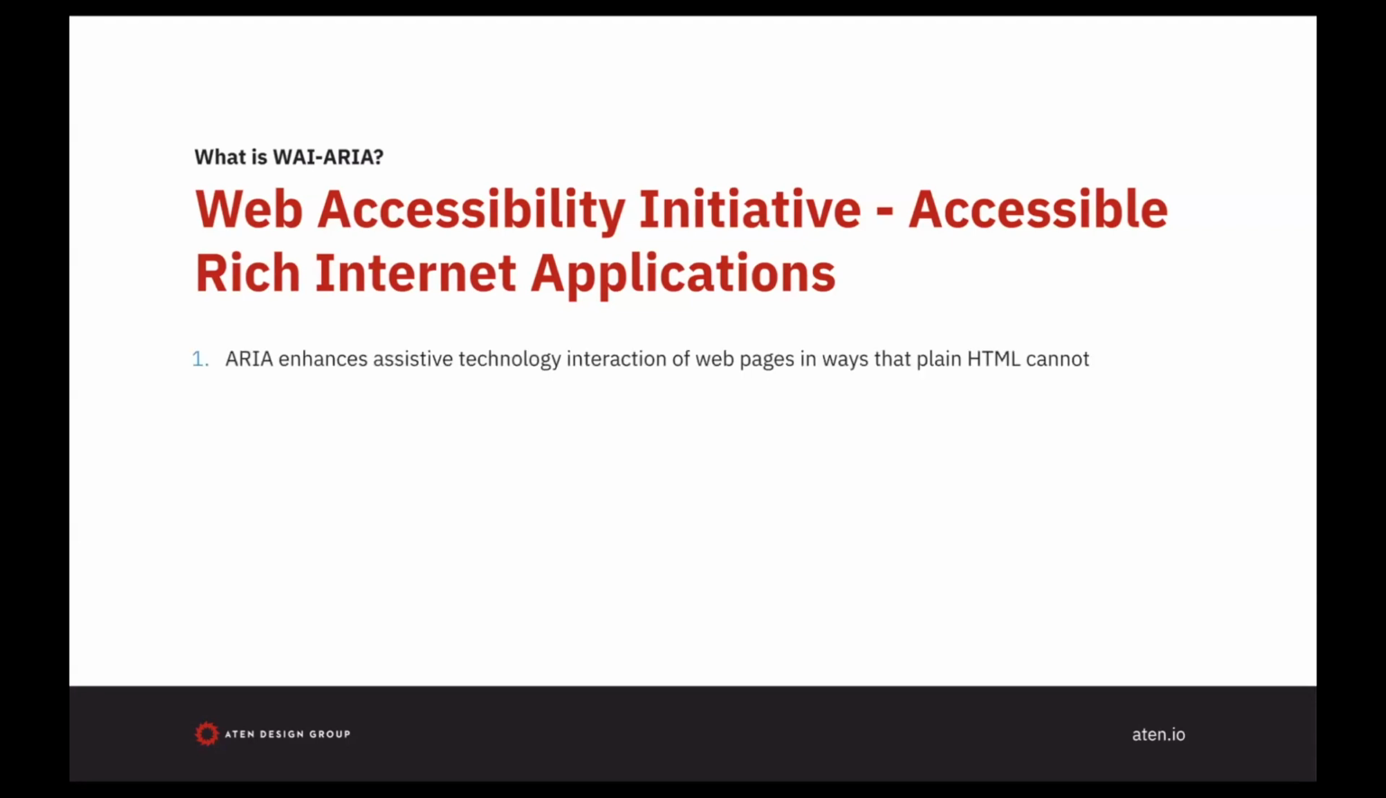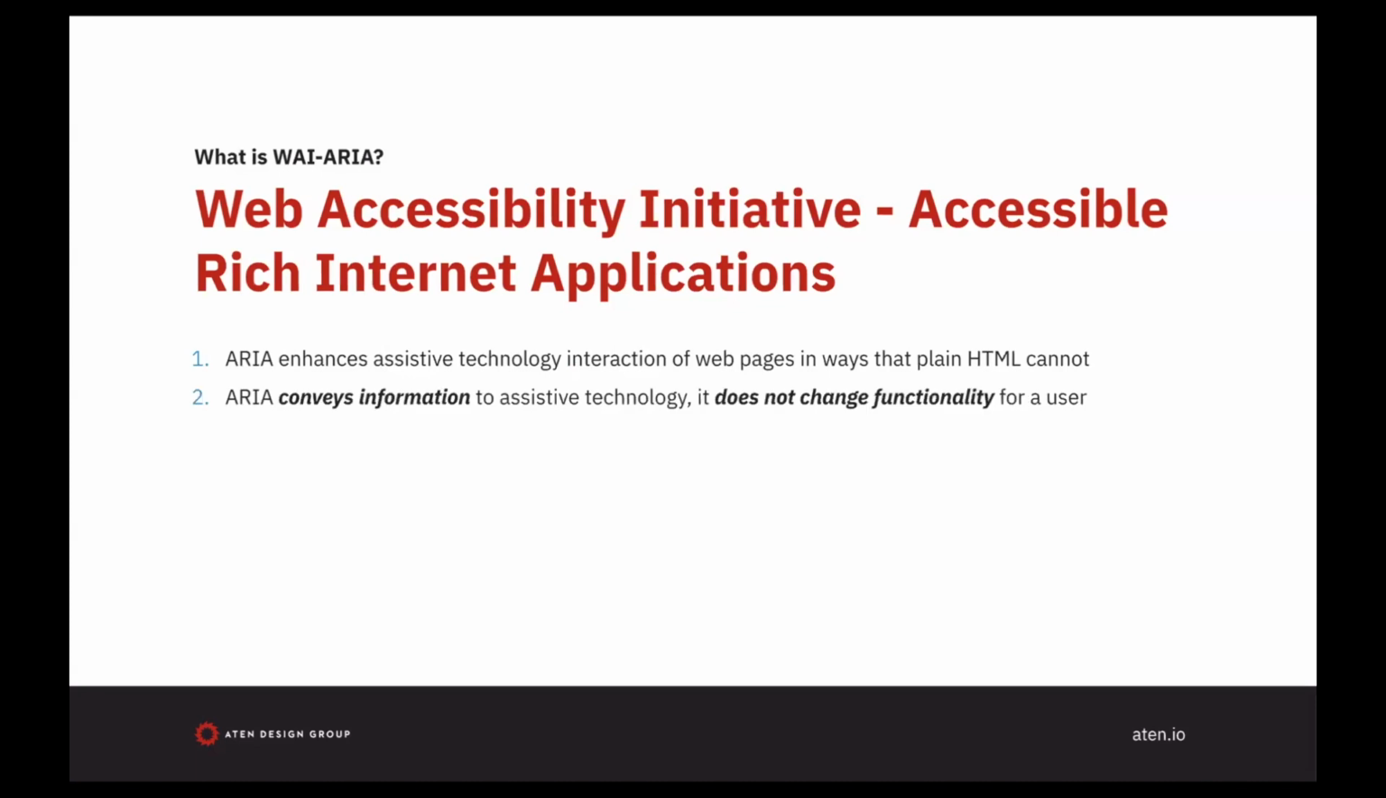So first, ARIA enhances assistive technology interaction of web pages in ways that plain HTML just cannot do. It tells a screen reader how something will work via assistive technology based on how it is visually styled on the web page, even if you visually cannot see it. So think tabs or accordions. You're looking at it, you know exactly that if you click on one tab, it's going to show more information. And the same with accordions. There is no HTML element for that, so we make sure we use ARIA to elaborate.